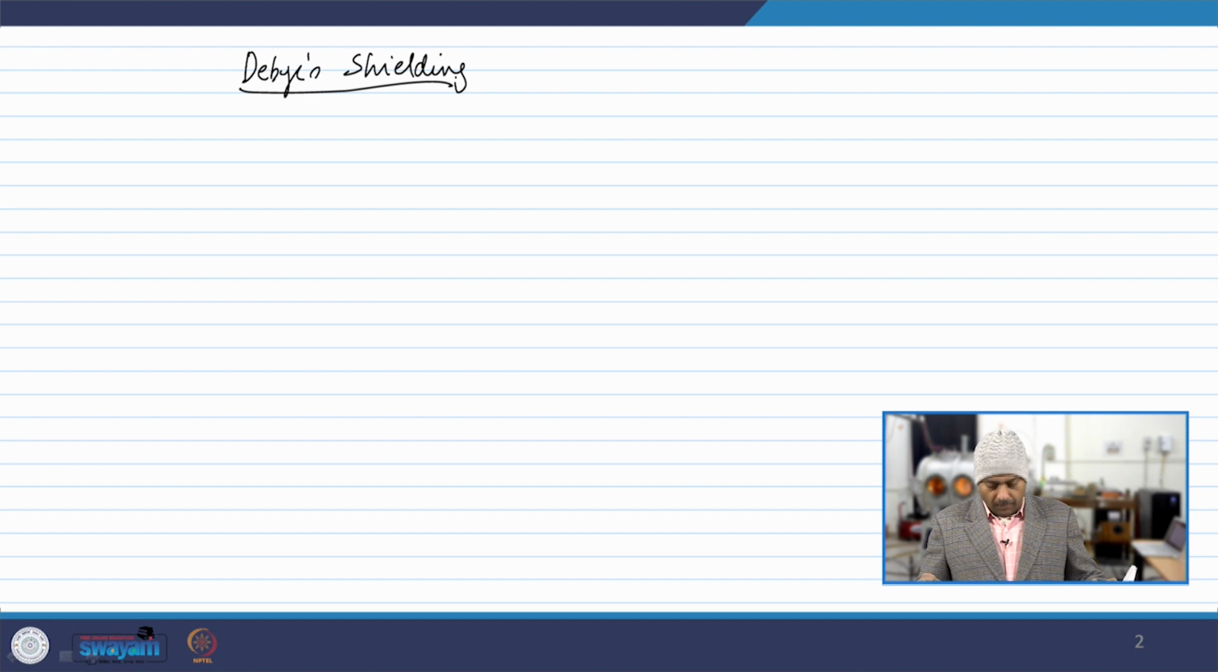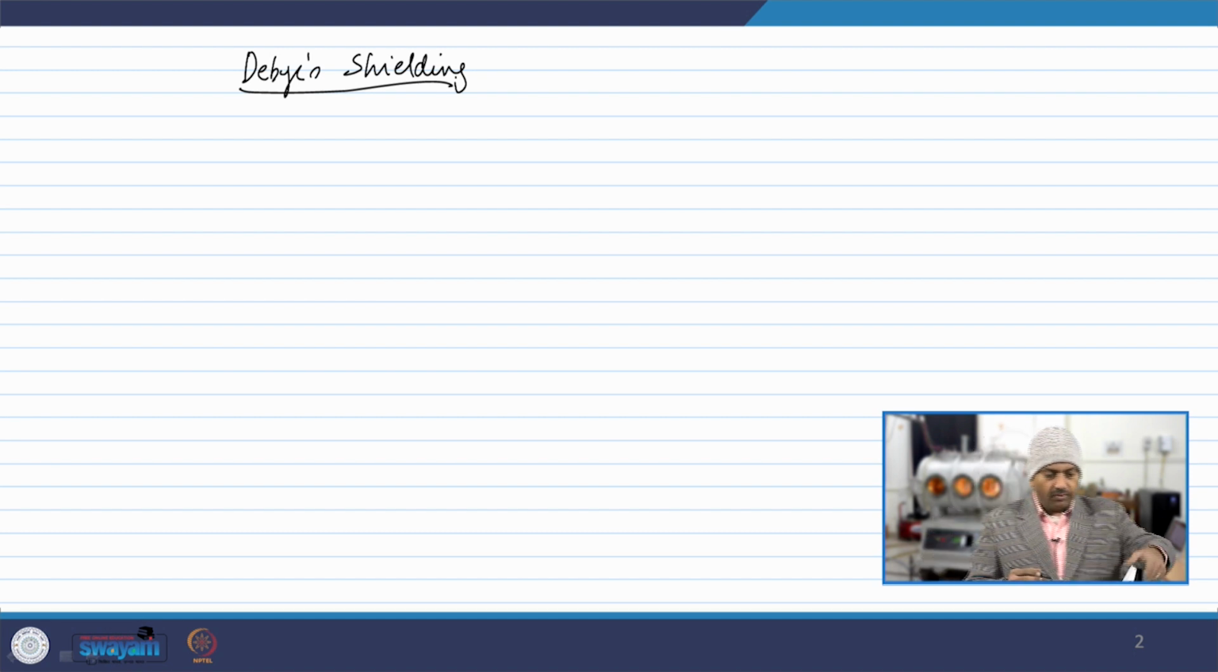Hello dear students, in today's lecture we will try to understand what is Debye shielding and we will derive an expression for the form of the potential which exists within the electron cloud. So far what we have understood is the basic definition of Debye shielding and how we can construct a mathematical picture for understanding the shielding of positive charge or test charge by the electron cloud, right.